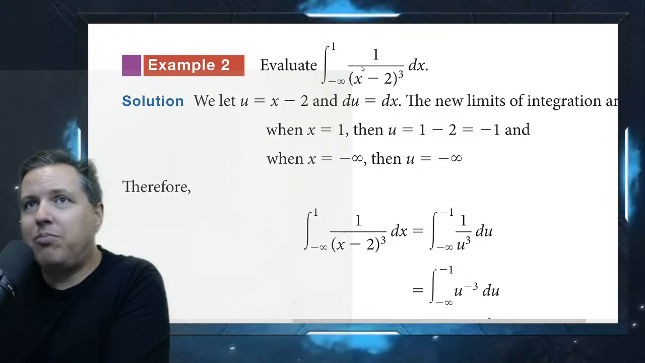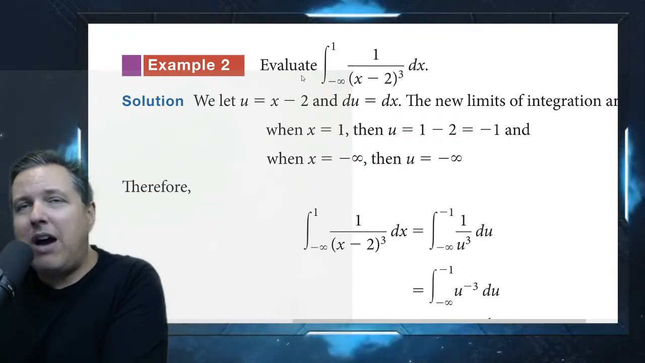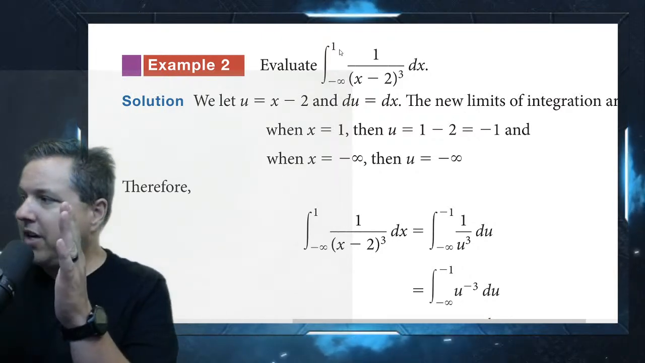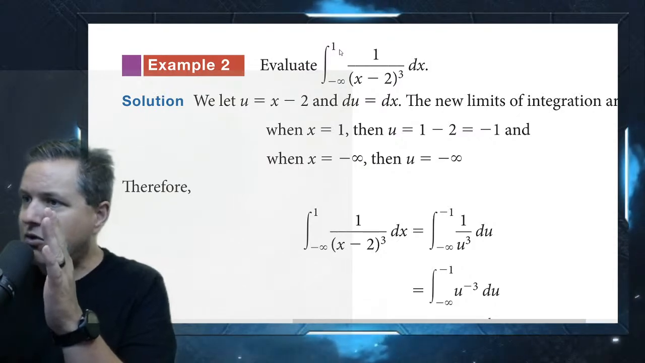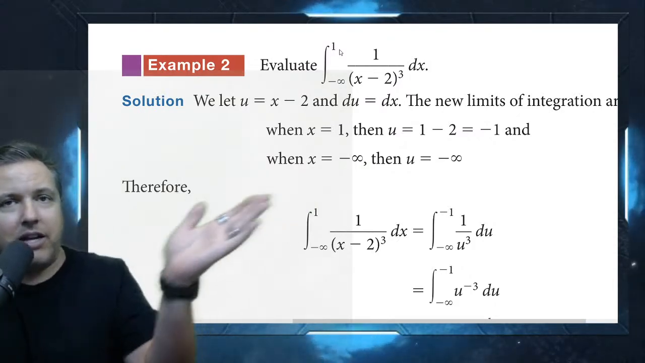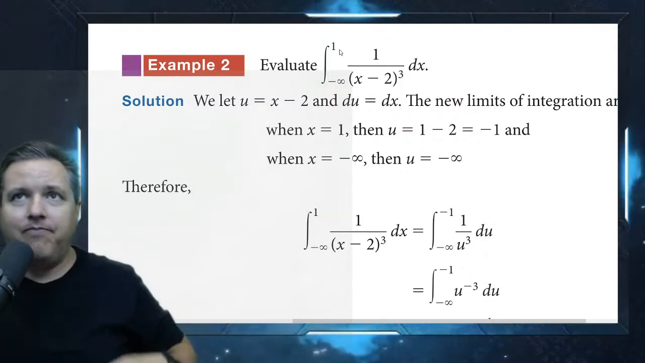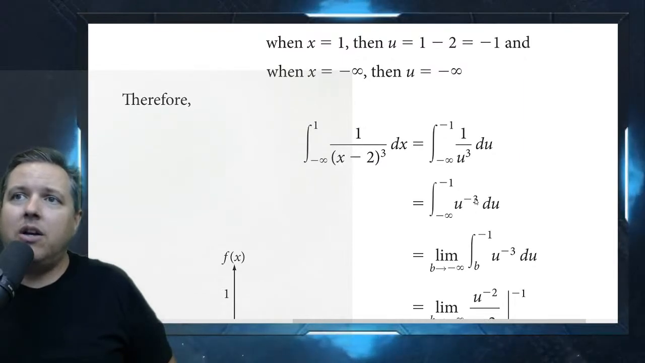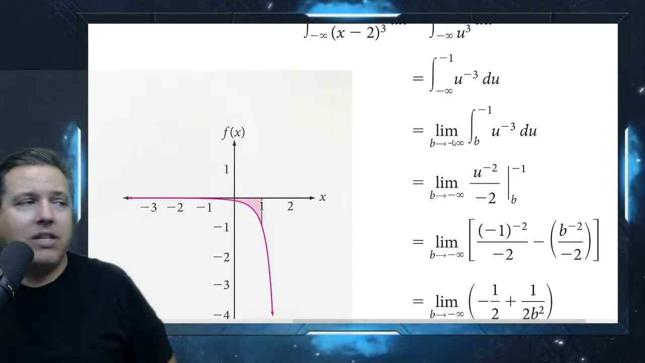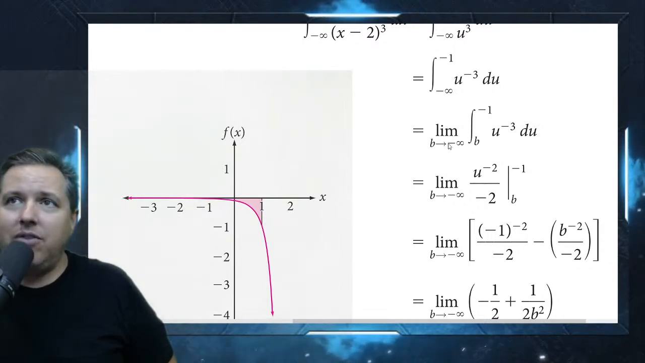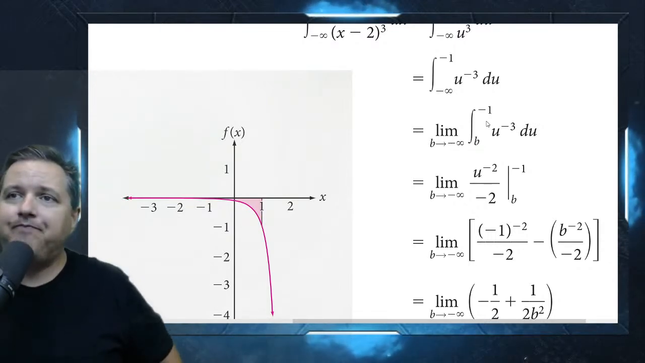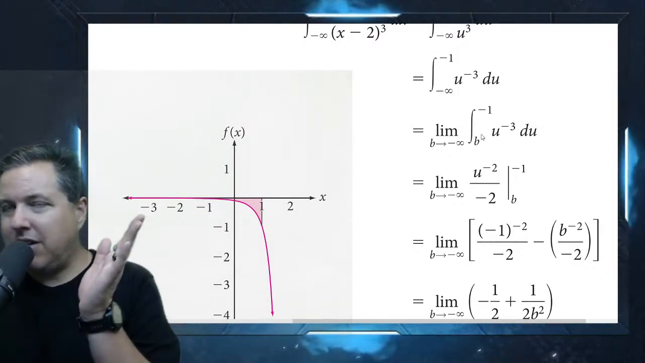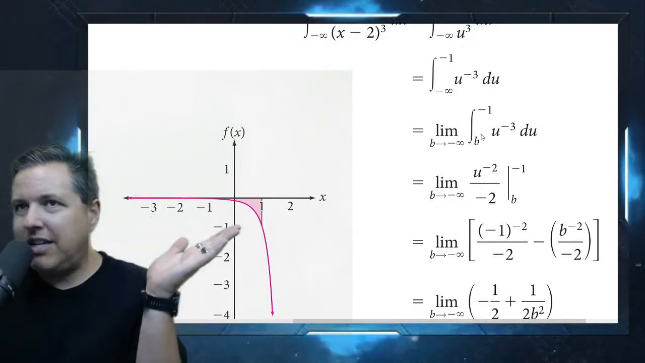But this is just a problem where we have to use substitution, except now for this integral, we're going from negative infinity to 1. So instead of going to infinity in the positive direction, we're going to infinity in the negative direction. Notice how the integral is now set up. We set it up as the limit as b goes to negative infinity from b to negative 1. So we just put the b on the left side of the interval instead of the right side, and this time we send it to negative infinity.